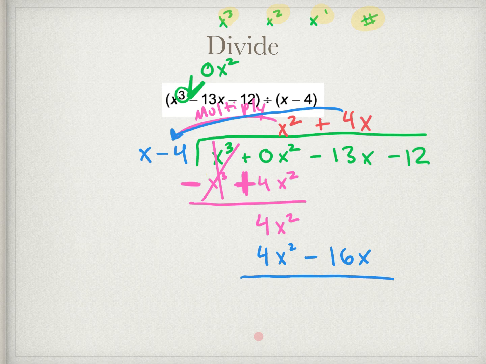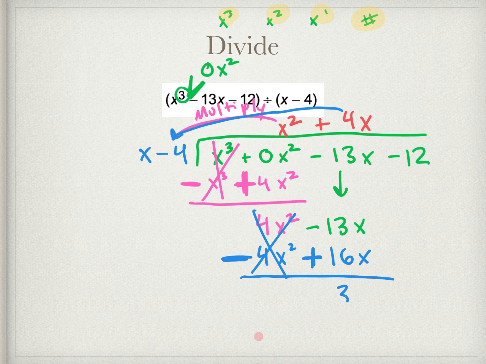Bring down the 13. It's a negative 13. Change the signs. When we combine them, you have to change the sign. So it becomes a negative 4x squared and a positive 16x. The 4x squareds cancel. And when we add these together, we get 3x.